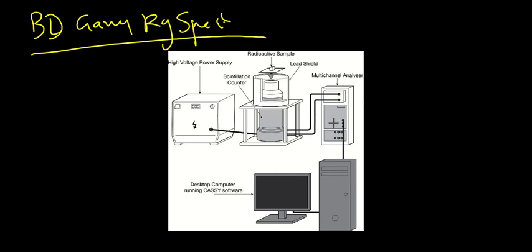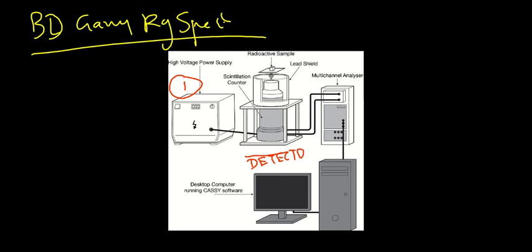The block diagram of a gamma ray spectrometer includes a high voltage bias supply. It's the first part. It uses a high voltage bias supply, which powers the entire system. Whether it is the analyzer or the detector, everything is powered by your high voltage bias supply. Then you have the actual detector.